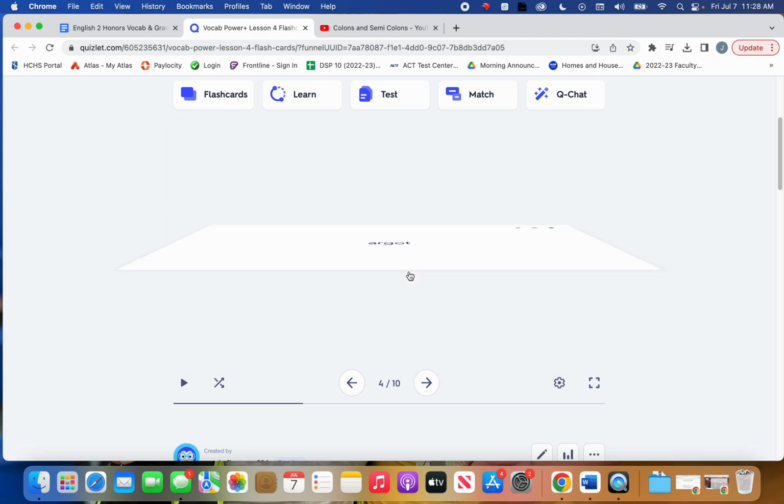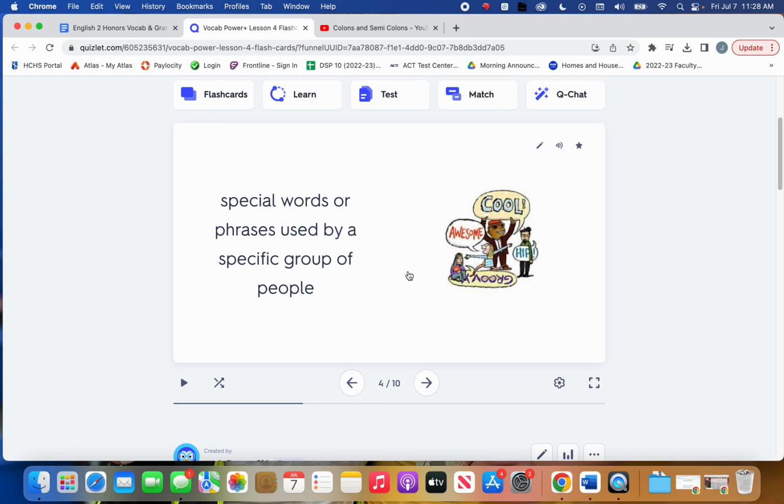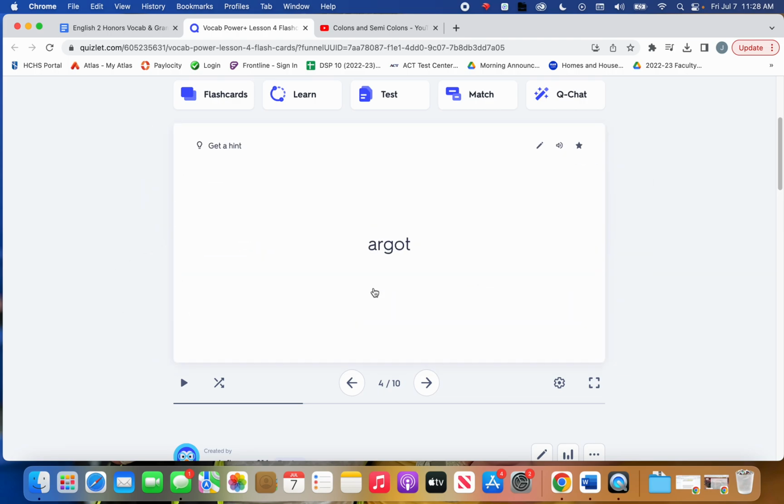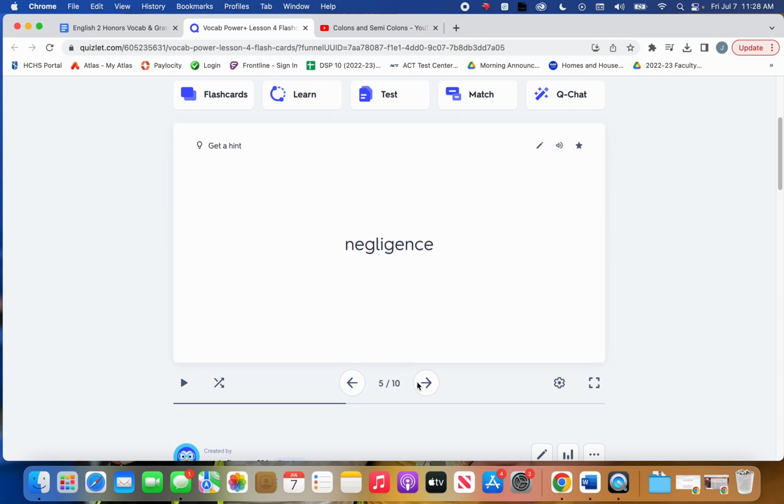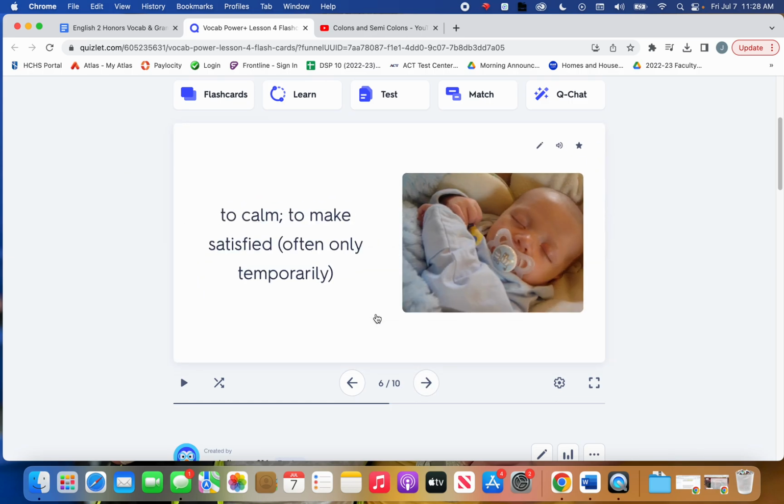Argot is a noun. It means special words or phrases used by a specific group of people. Negligence is a noun. Careless neglect, often resulting in injury. Appease is a verb. Means to calm, to make satisfied, often only temporarily.